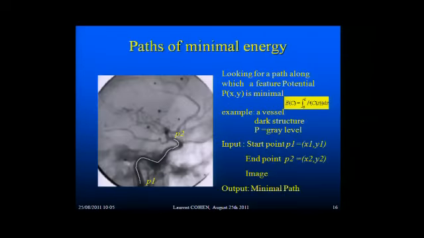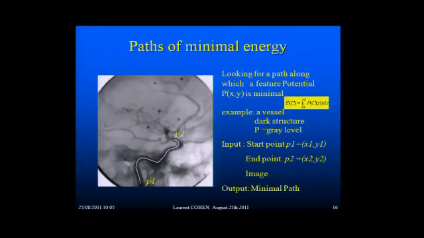So first, minimal paths are a way to find a curve in an image, which we introduced a long time ago as a way to find the global minima of active contour energy, which means that you're looking for a curve drawn on an image that minimizes some energy functional E, C is the curve, and P is assumed to be some feature potential that is defined on the image domain.